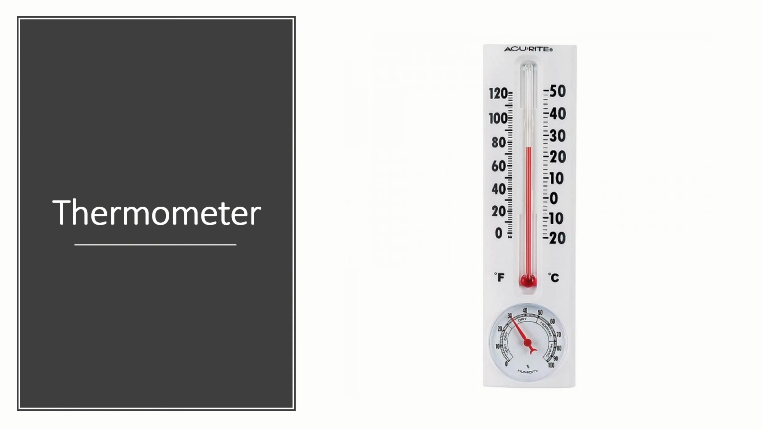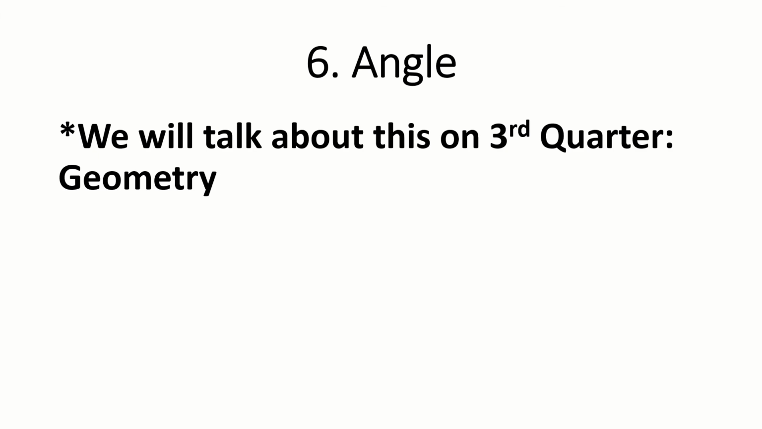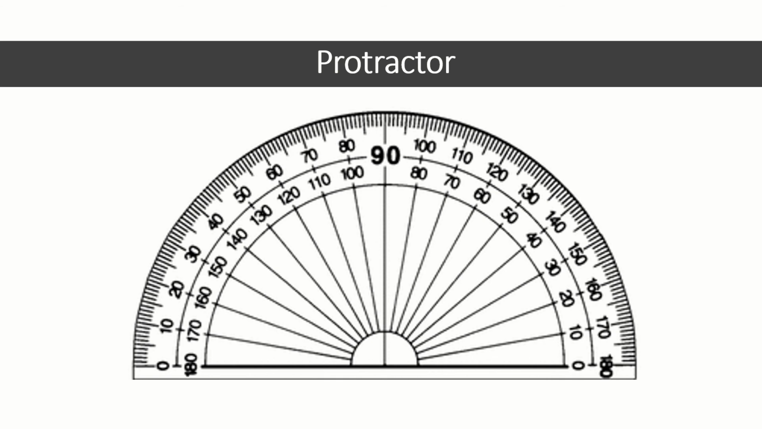Okay, so what are the different tools used when you measure temperature? We have the thermometer. It can be a room thermometer or a clinical thermometer. And then the last one is angle. We will talk more about this topic in the third quarter under geometry. But the tool to be used for the measurement of an angle is a protractor. You will be using this soon, the protractor.